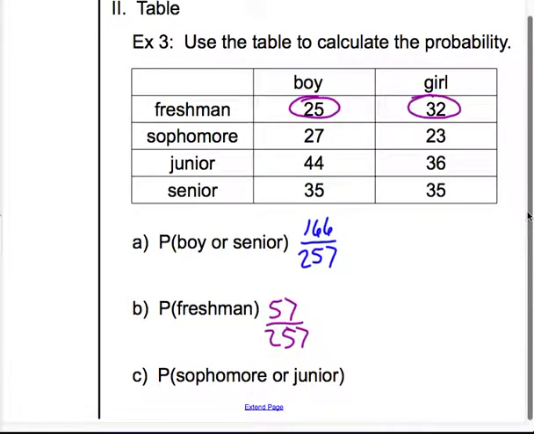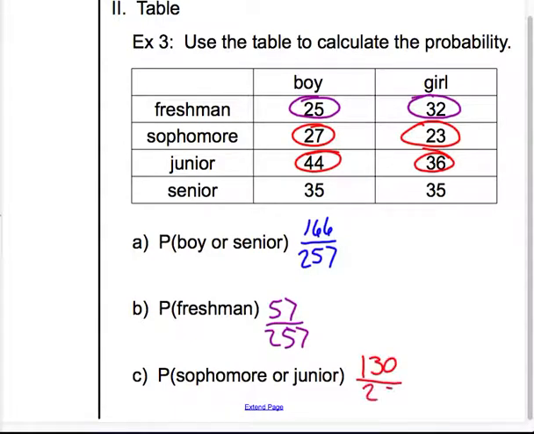And then our last probability, what's the probability we get a sophomore or a junior? So in this case, there aren't any overlaps. There are no people that are sophomores and juniors. So we're just gonna count all of the sophomores and all of the juniors. And that would give me a total of 130 people out of 257.